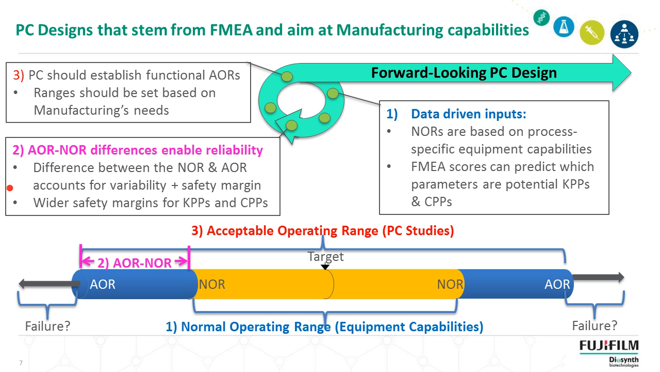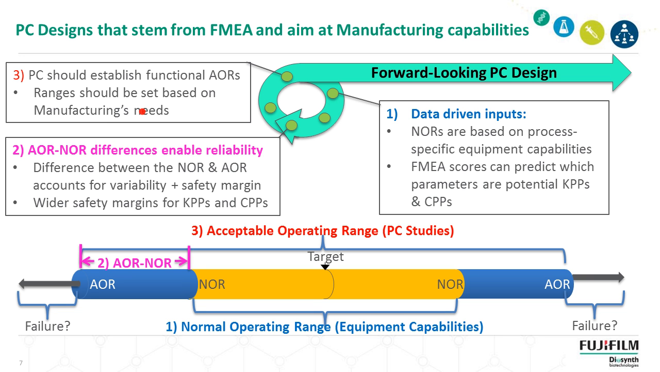The next assumption is that there needs to be a difference between the acceptable operating range and the normal operating range in order to enable reliability. And it is our belief that that safety margin between the normal operating range and the acceptable operating range needs to be wide for key process parameters and wider still for critical process parameters. We have recommended numbers for these, but the basic premise is that we need to have a margin for error that is increasing based on the criticality.